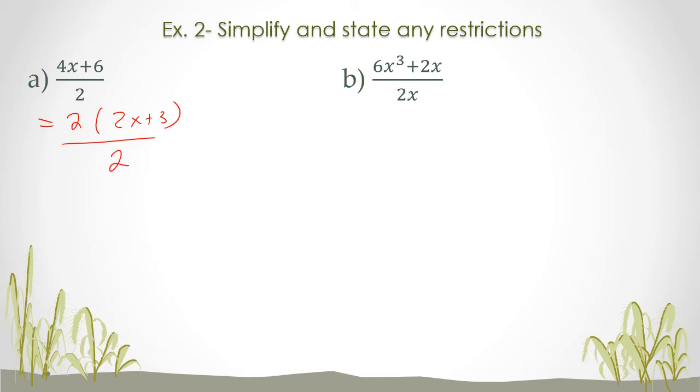Now that we have it like that and we're multiplying, right, 2 times that stuff in brackets, we can cancel out. 2 divided by 2 is 1. In other words, we can cancel out. That 2 cancels out that 2, and we are just left with 2x plus 3. Now, I don't have anything in the denominator that's a variable, so this one actually has no restrictions. It's just a 2.